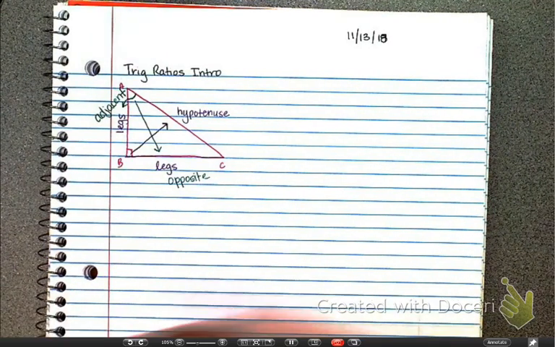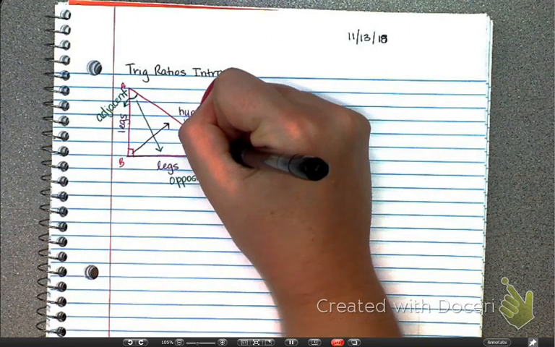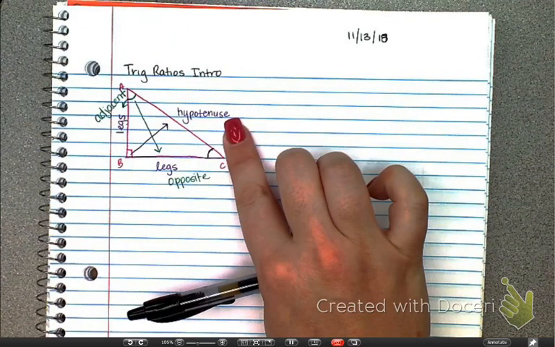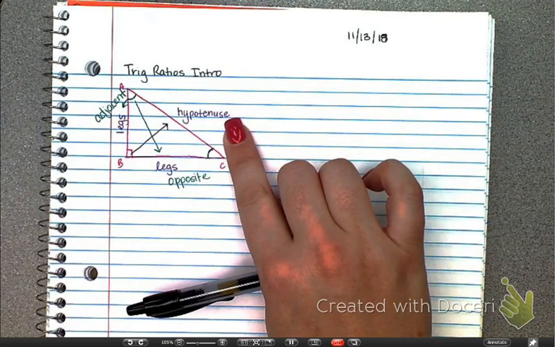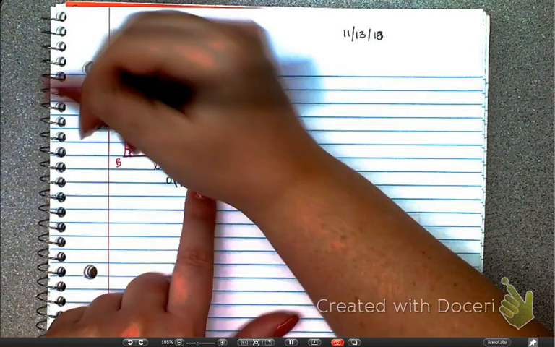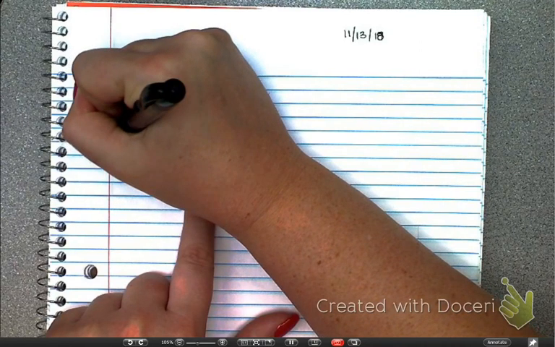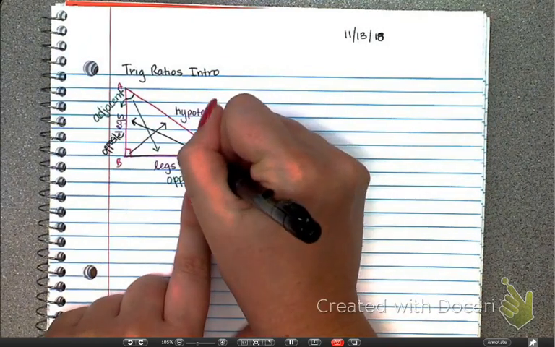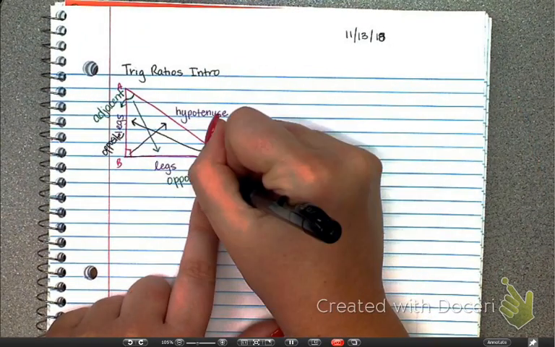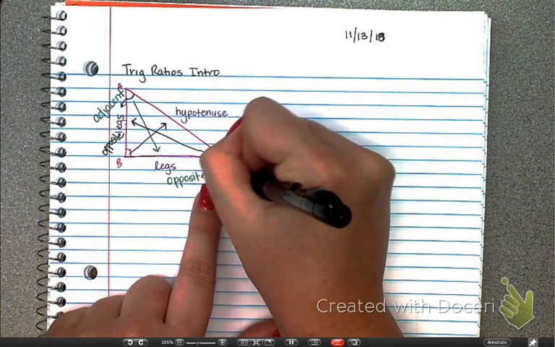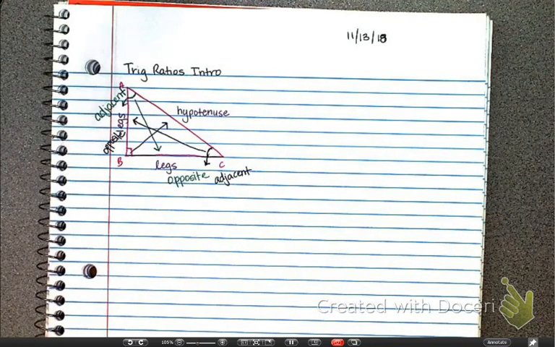So what if C is my reference angle? Is this still the hypotenuse? Yes, because it never changes. What would this side be? The opposite side from angle C. I know there's a lot of lines. And then what would this side be? Adjacent. So your reference angle will determine which side is opposite and which side is adjacent.